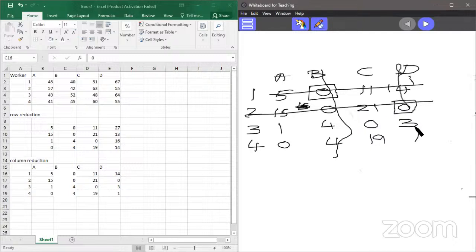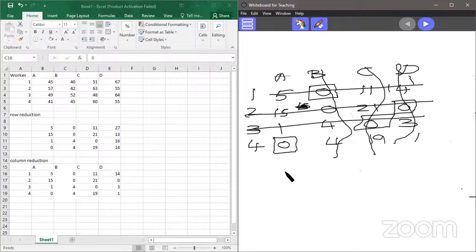D is also gone. Then to worker 3, which job you will allot? C. C. Okay. So 3 has got his job. C job is also allotted. 4, which job you will allot? A. A. Very good. Okay. So I will write down the assignment here. Worker 1 is assigned job B. How much is the cost? How much is the time taken? You can take it from the original matrix. 40 hours. 40 minutes. 40 minutes.